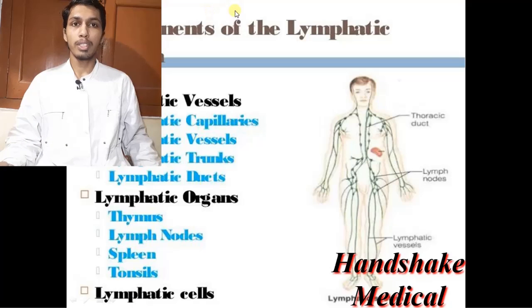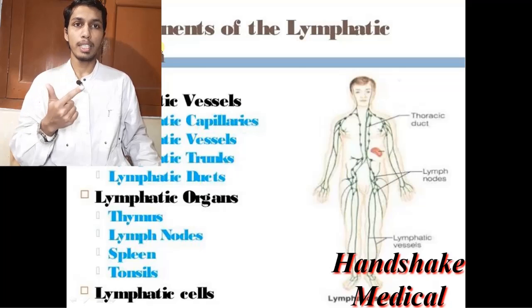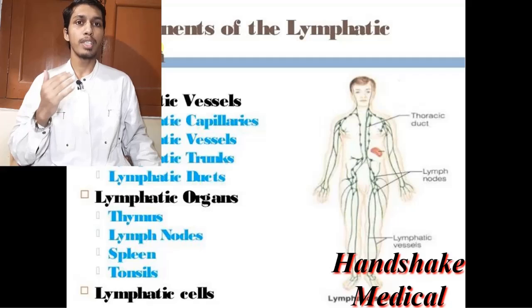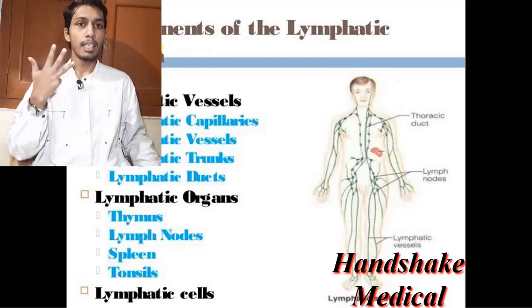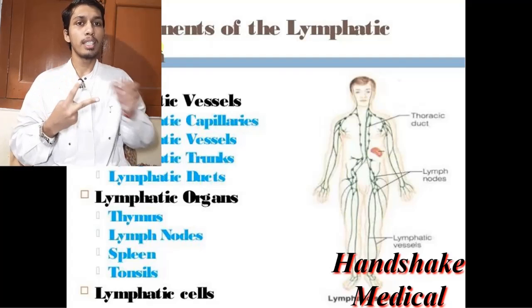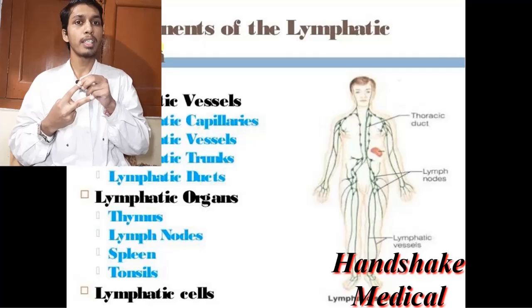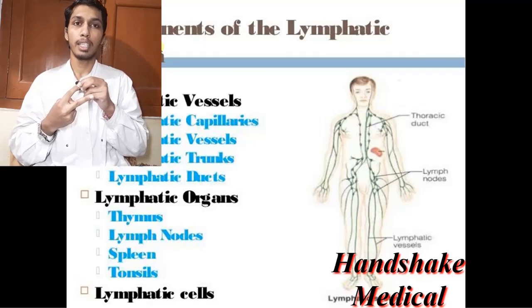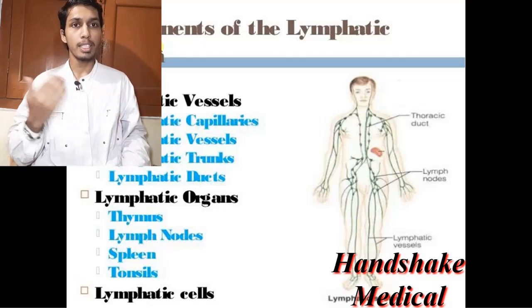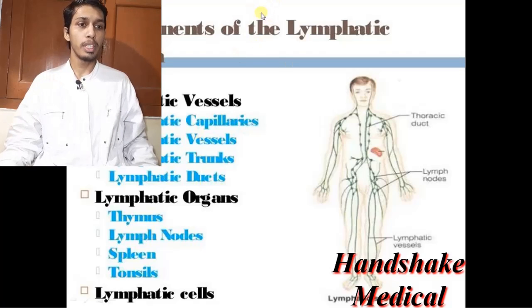First of all, I would like to start with the components of the lymphatic system that include lymph, lymphatic vessels, lymphatic organs and the lymphatic cells. In lymphatic vessels, we study lymphatic capillaries, lymphatic vessels, lymphatic trunks and the lymphatic ducts. And the lymphatic ducts are of two types. One is the left lymphatic duct and the other one is the right lymphatic duct. And the left lymphatic duct is actually known as the thoracic duct, which is the topic of our today's discussion. So, proceed to the thoracic duct.